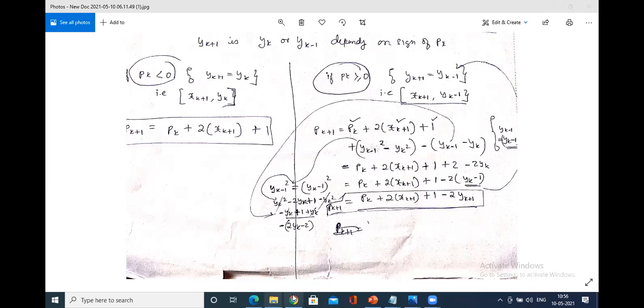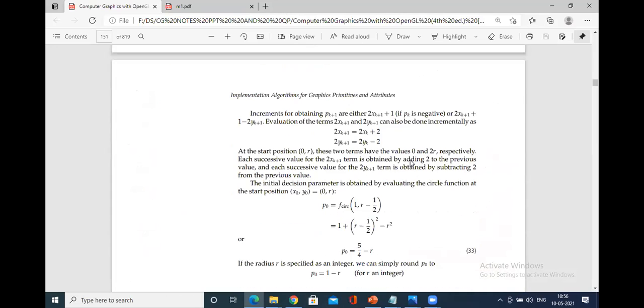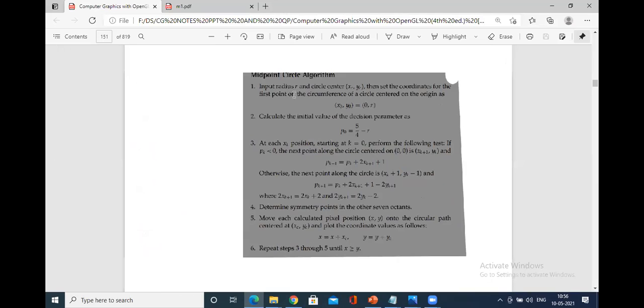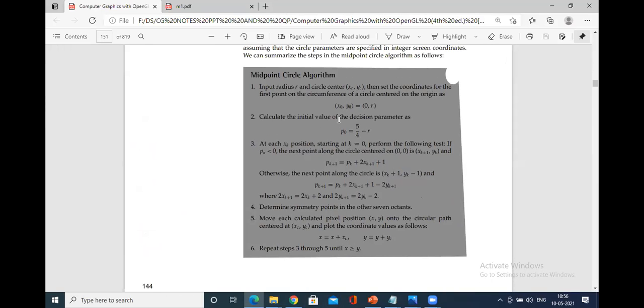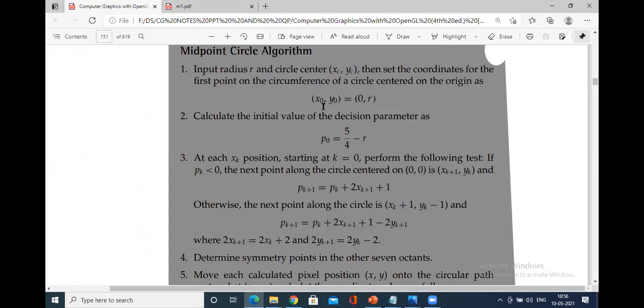Now let us go to the problem. Same thing, the concept has been explained, the initial decision parameters. Then coming to the algorithm, what you have to do first: you will not be given two intercepts, you will be given only one intercept to solve the problem, x naught y naught. First x naught y naught will be given, which is always with the intercept 0 comma r. And in the problem, the x naught comma y naught value will not be given.